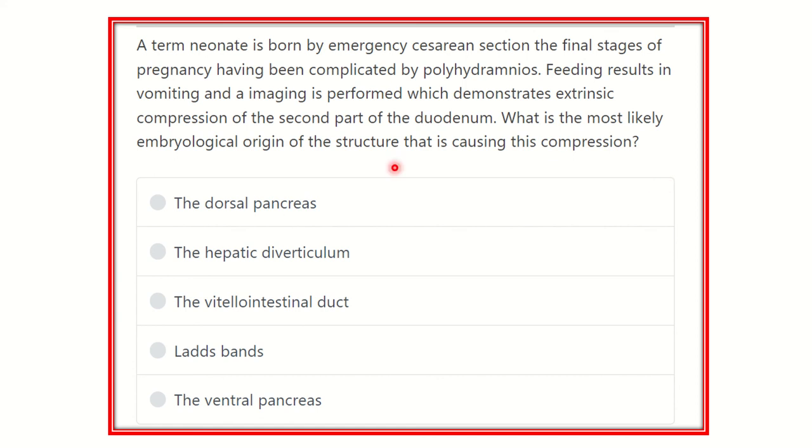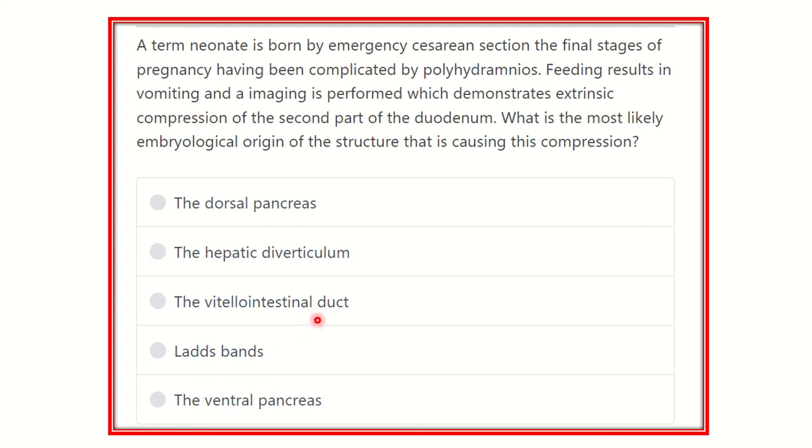So here, a term neonate is born by emergency cesarean section, the final stages of the pregnancy having been complicated by polyhydramnios. Feeding results in vomiting, and imaging is performed, which demonstrates extrinsic compression of the second part of the duodenum. What is the most likely embryological origin of the structure that is causing the compression? Here are the options. The options are the dorsal pancreas, the hepatic diverticulum, the vitellointestinal duct, Ladd's band, and ventral pancreas.